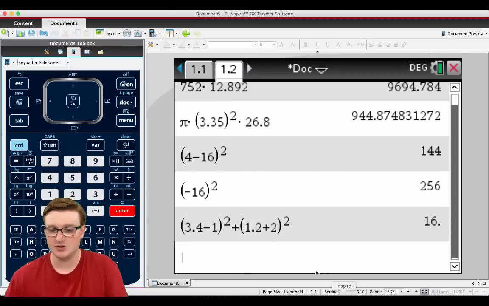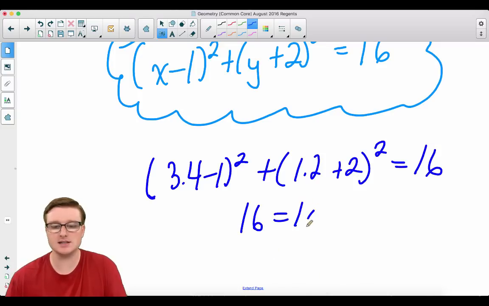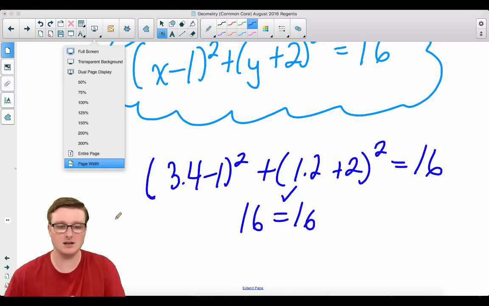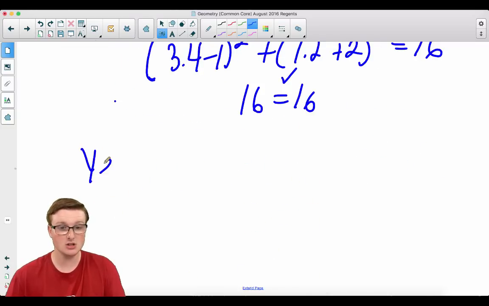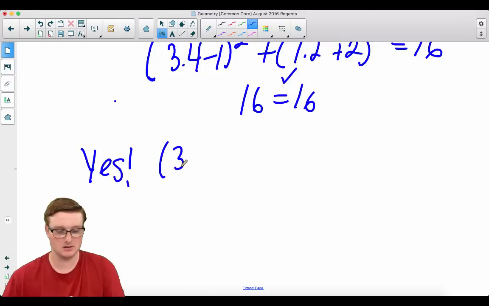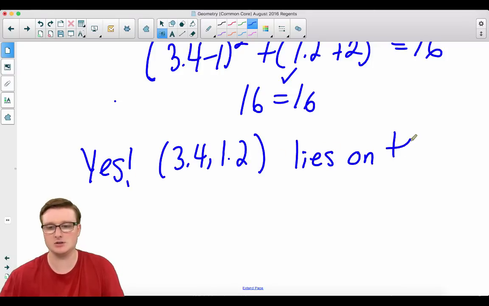So if we plug this information into our calculator, does that equal 16? And yes, it does. So since 16 is equal to 16, it's asking, does it lie on the circle? Your answer is yes. 3.4, 1.2 lies on the circle.